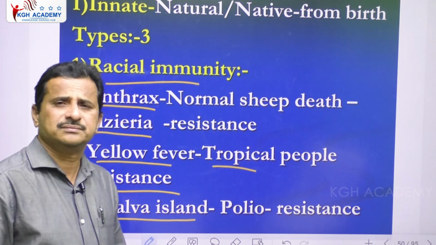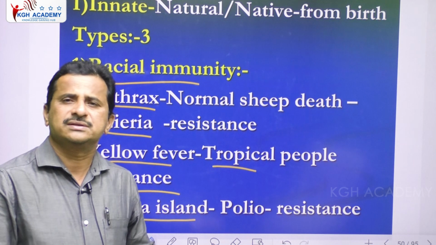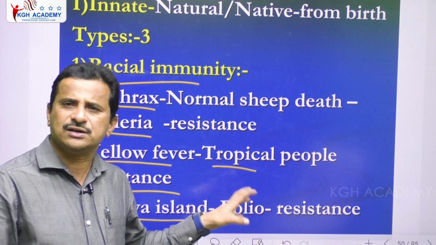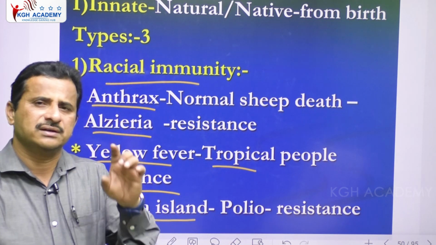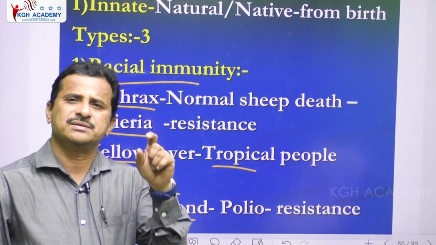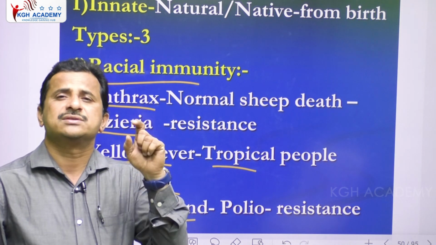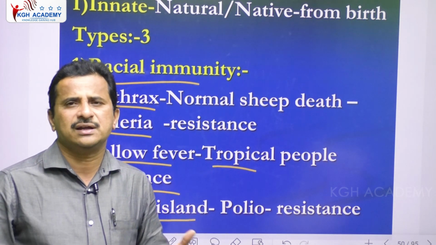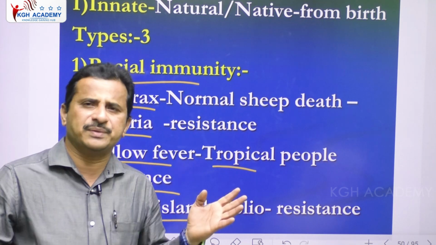Malwa Island people show resistance to polio. That means the polio virus does not cause damage to them; polio disease is not possible in this race. Like this, based on an organism or on a particular race or area, resistance is present. This is because of the genes, a specialty in their body. It is present from birth onwards and throughout life.